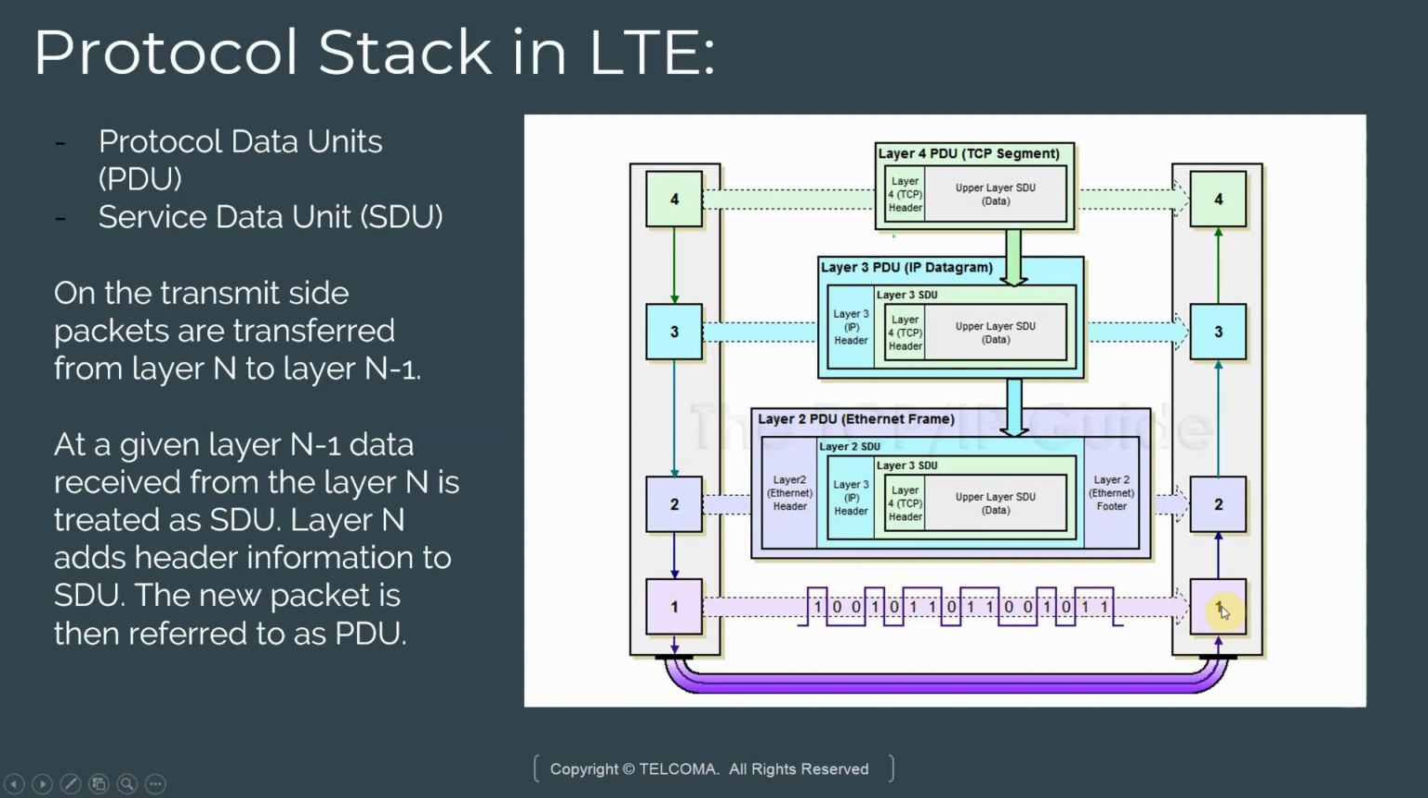This layer 2 PDU is then transferred here. It's received at layer 1. Layer 2 receives it, strips off the header information and then passes it on to layer 3, where the layer 3 header is stripped off and it passes on to layer 4, and so on and so forth. So as you can see, there is encapsulation of data happening, and then decapsulation as it's being transmitted from a transmitter to receiver.